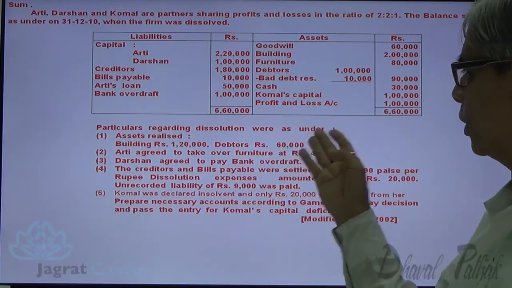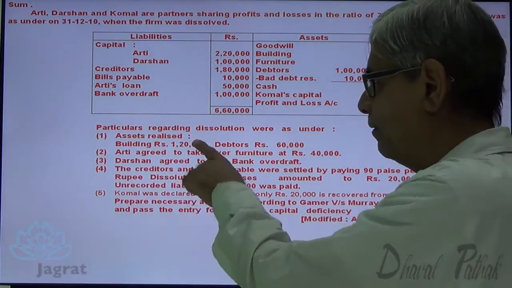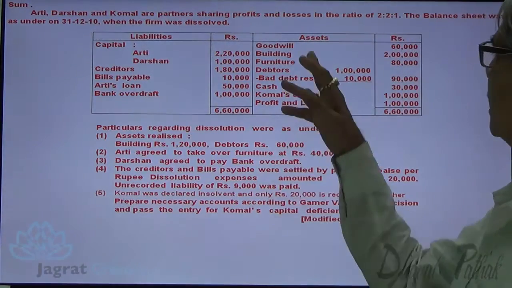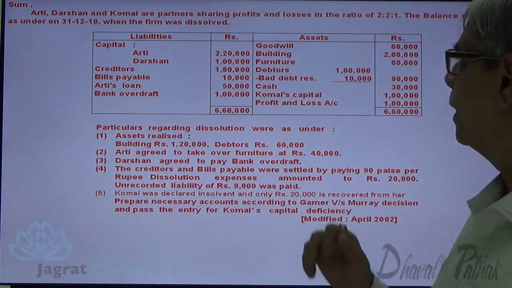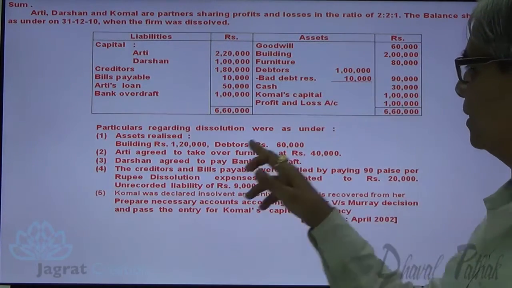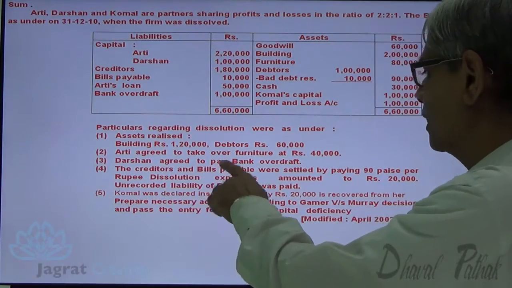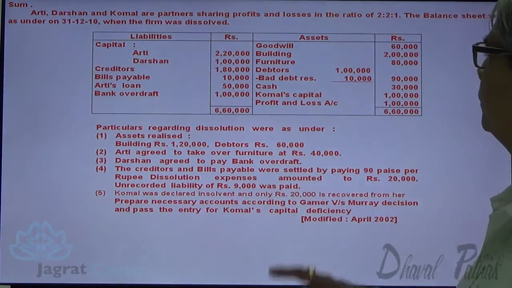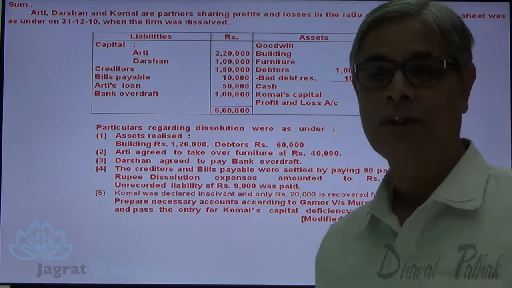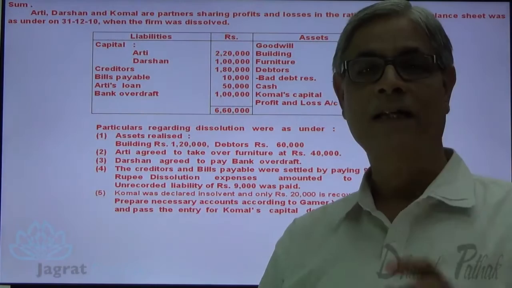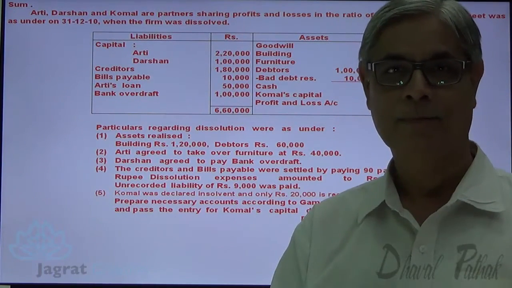Particulars regarding dissolution are as under: assets realized, building 1,20,000. The book value of building is 2 lakhs, realized 1,20,000. Debtors 90,000, realized 60,000. Aarti agreed to take over the furniture at 40,000. Book value of furniture is 80,000, realized 40,000. Notice that all the assets are realized and loss is sustained.